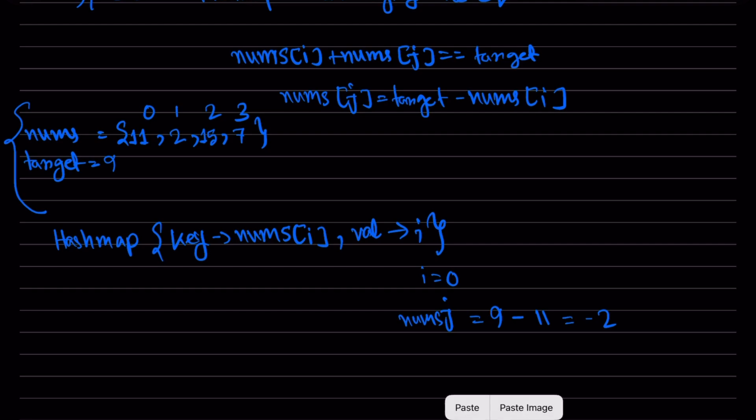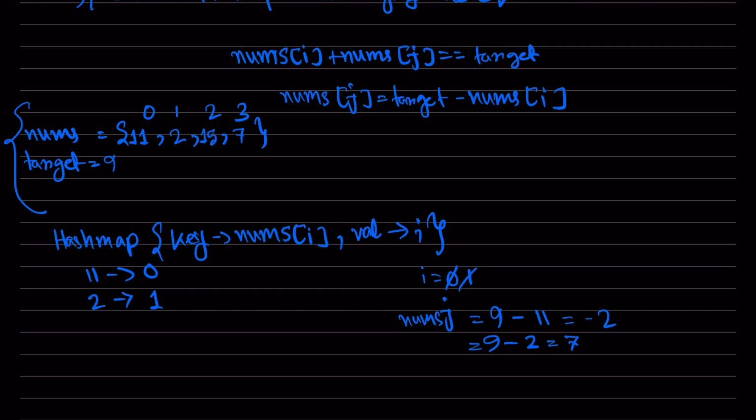After checking that condition, I'll insert my current nums[i], where the key is 11 and the index is 0. Then at index 1, I do 9 minus 2, which is 7. Does 7 exist in my hash map? We can say no, not yet. Therefore, we'll go again and insert 2 at index 1.